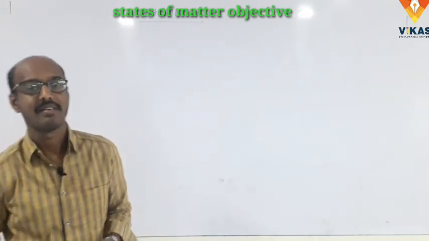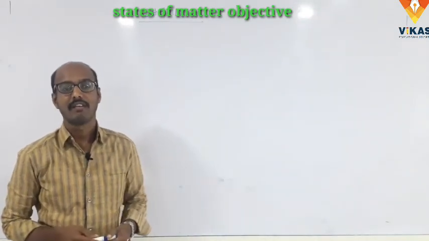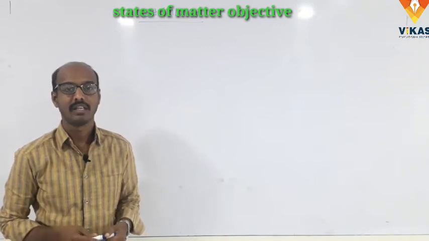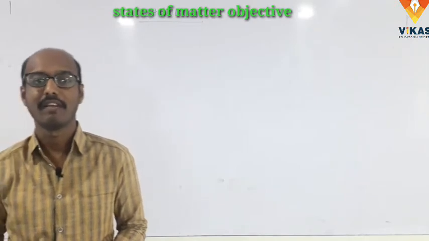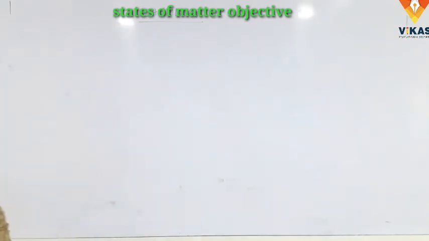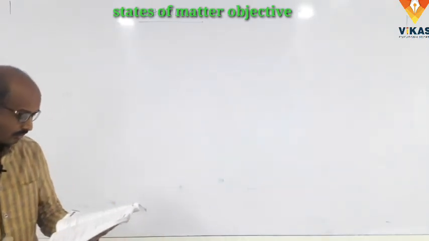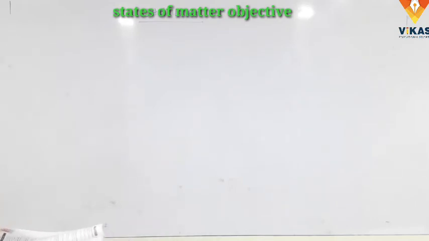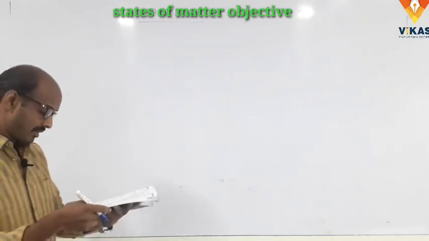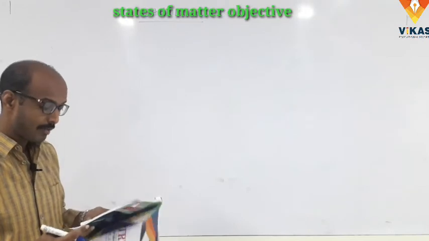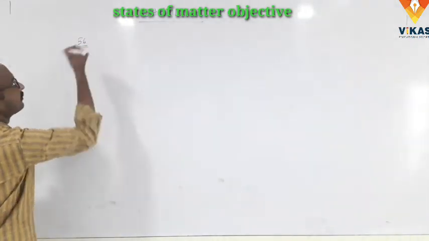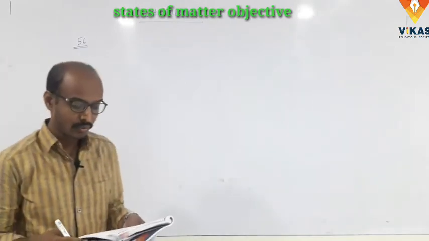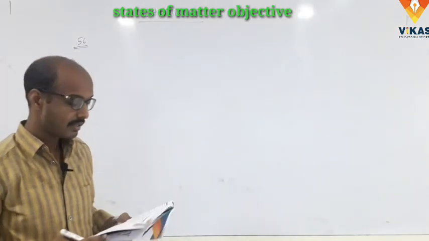So last class I discussed the Graham's law of diffusion problems. Today I will continue with the same questions on Graham's law of diffusion. Take the book, Chemistry Volume 2, page number 93. Look at question number 56 on page number 93.